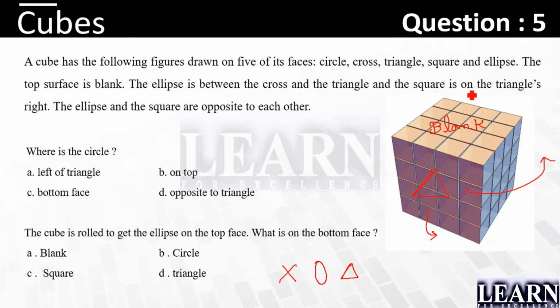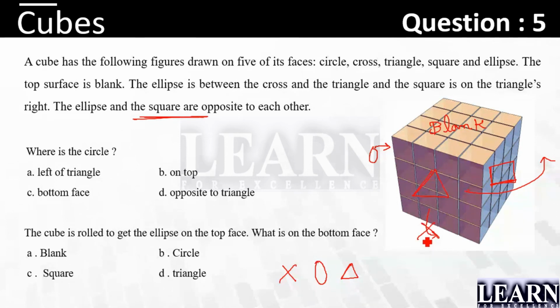They have told the square is on the triangle's right. If this is going to be a triangle, this is going to be a square then. Square is going to be here. The ellipse and the square are opposite to each other. If this is a square, the ellipse will be on this side. Now this is contradicting your up-down approach, because when you take out up-down, it says the ellipse was at the bottom, and ellipse and square are opposite, which says the top section will be a square, which is not the case. It is contradicting that also.